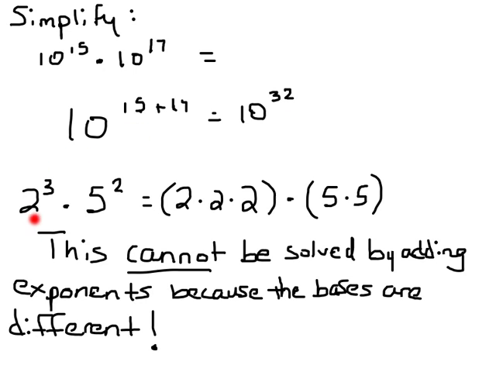Now 2 to the 3rd times 5 squared, you've got 2 times 2 times 2 times 5 times 5. This cannot be solved by simply adding the exponents because the bases of those exponents are different. So I just can't add the 3 and the 2 because this is a 2 and this is a 5. So they're really not like terms. The bases are not the same, so these can't be added.